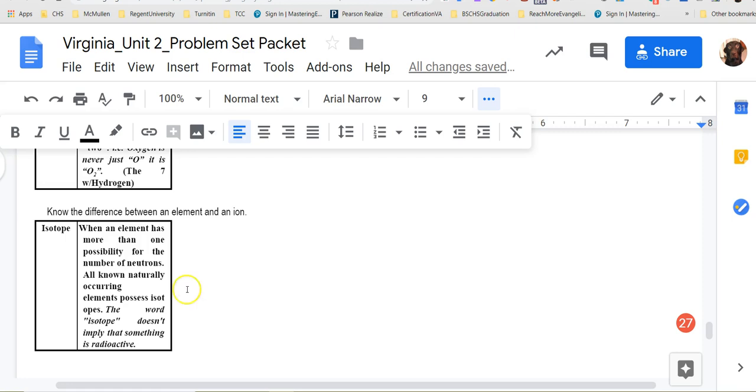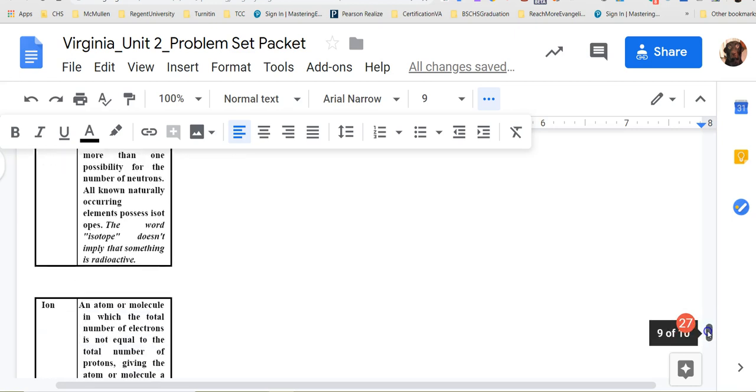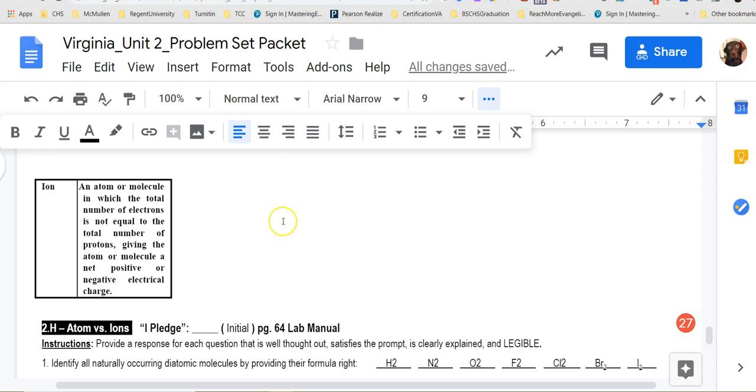So the nucleus has extra mass in the form of extra neutrons or missing neutrons, but ions are what we're really concerned about for the course of this class, because it involves electrons, and those valence electrons on the outside of an atom are what make chemical bonds. So we're very much concerned with ions. So for now, our focus is an atom or molecule in which the total number of electrons is not equal to the total number of protons, giving the atom or molecule a net positive or net negative electrical charge.